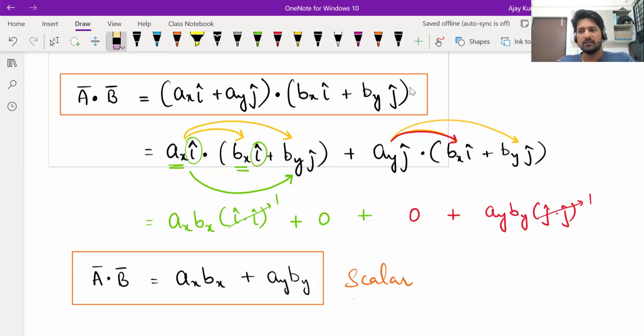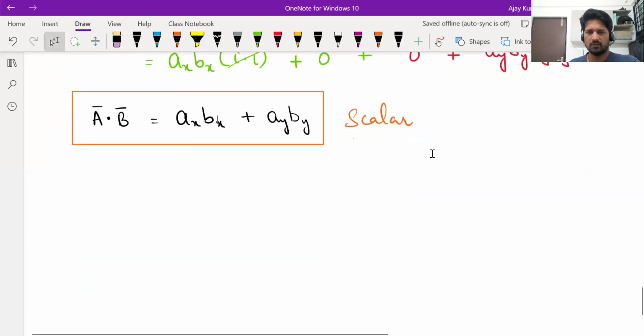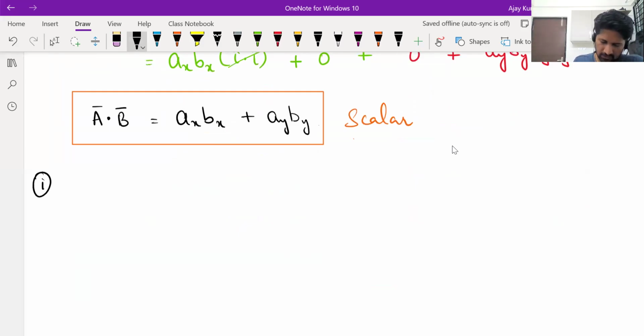So if vectors are given in component form in terms of I cap, j cap, k cap, this is how you evaluate the dot product. Had there been a third component k cap, you would have gotten plus az bz. I mean plus the product of their z components. That's all. Okay, solve this quickly, all of you. Type your answers in chat.